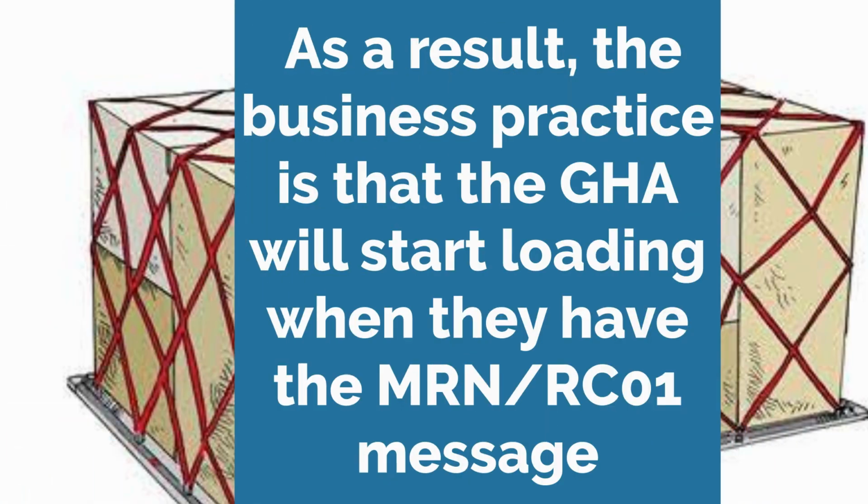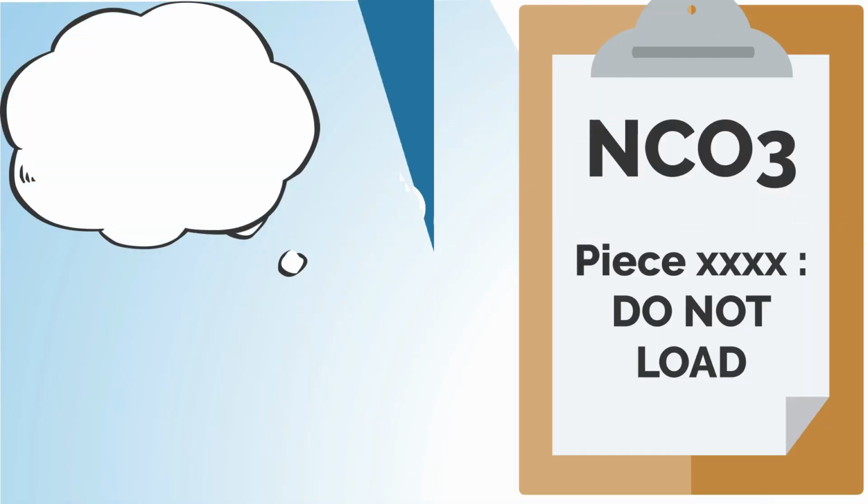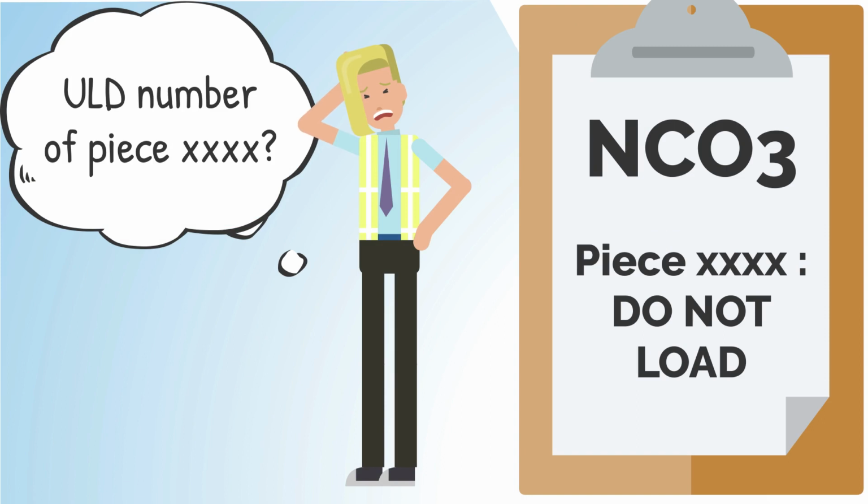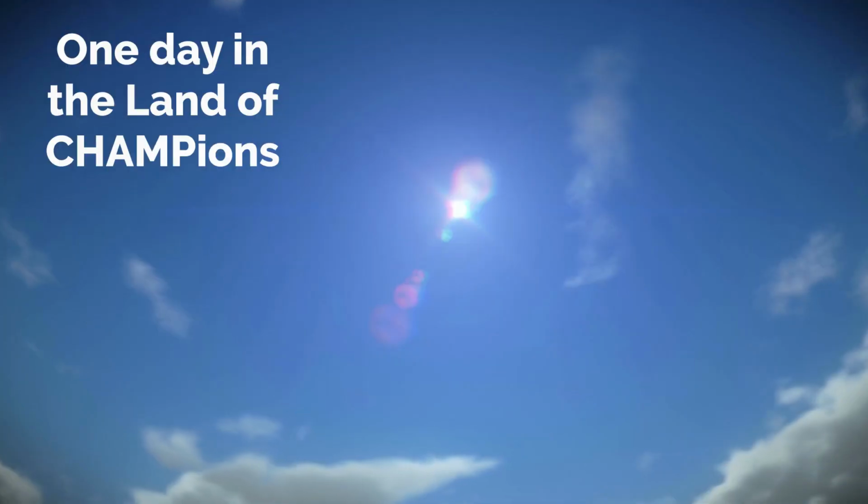As a result, the business practice is that the GHA will start loading when they have the MRN/RC01 message. The problem is if the NC03 says do not load, the GHA needs to know in which ULD this particular piece has been loaded. One day in the land of champions.